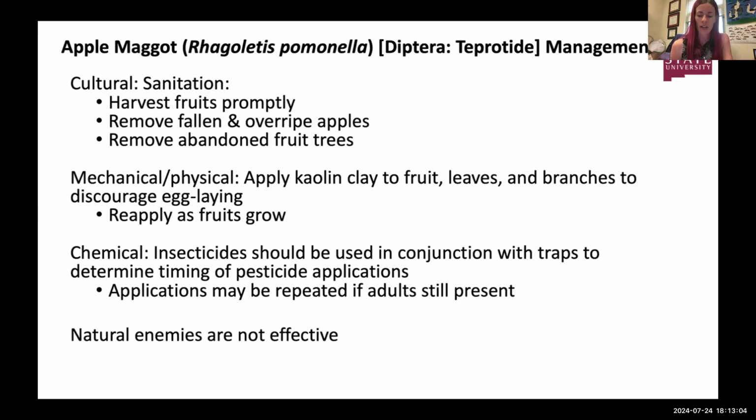There are insecticides available for these flies, but they should be used in conjunction with traps to determine if you should use pesticide application. So monitoring them with those sticky cards or those pheromone traps. And for these, natural enemies are not as effective, so timing of using your insecticides will be important.